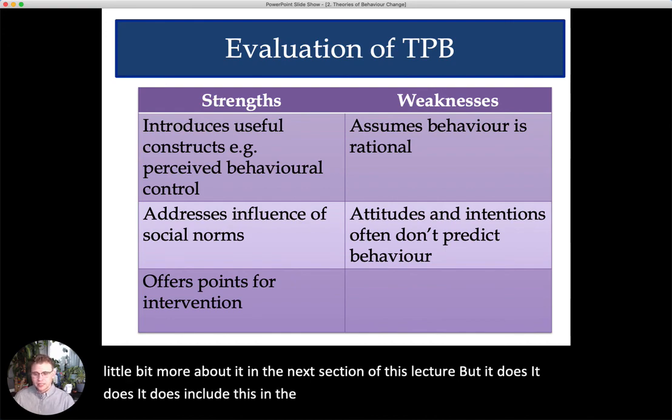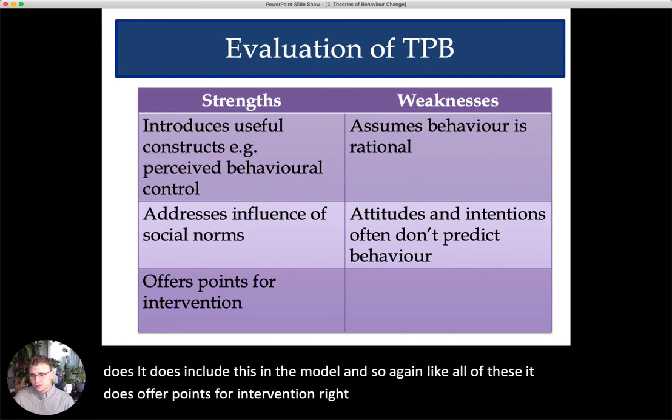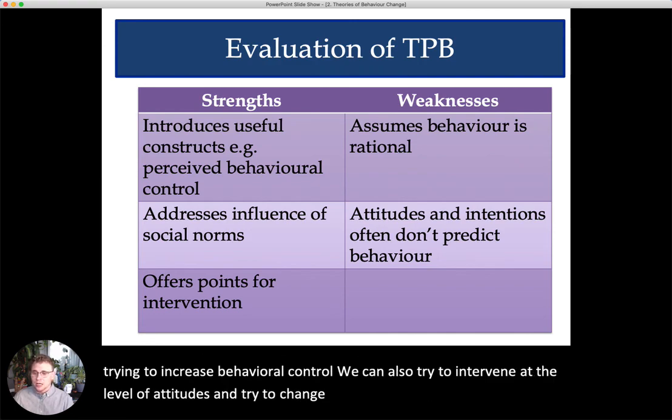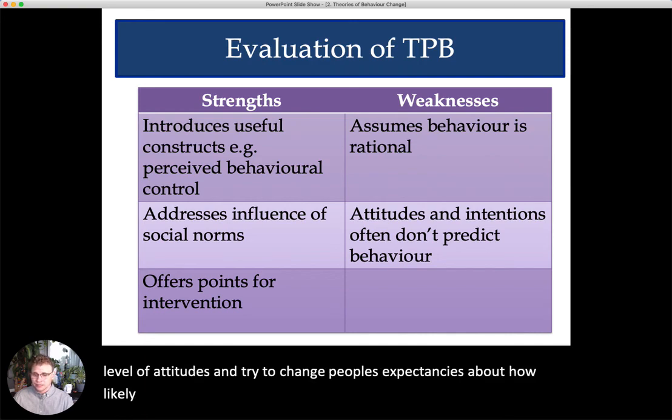And so again, like all of these, it does offer points for intervention, right? We can intervene at the level of these social norms. Again, I'll talk more about that. We can intervene with trying to increase behavioral control. We can also try to intervene at the level of attitudes and try to change people's expectancies about how likely an outcome is to occur and the value that's attached to that.